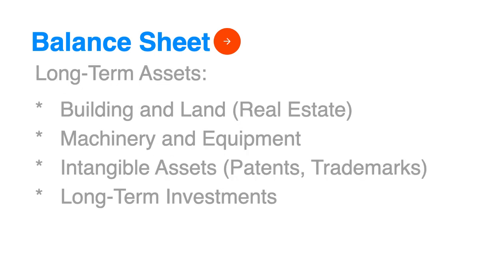Now there are also long-term assets, and that long-term assets would be building and land. If you bought a property, if you bought the building that you're going to be running your dispensary out of, that would be considered a long-term asset. Machinery and equipment, anything of that nature that would last for long periods of time.